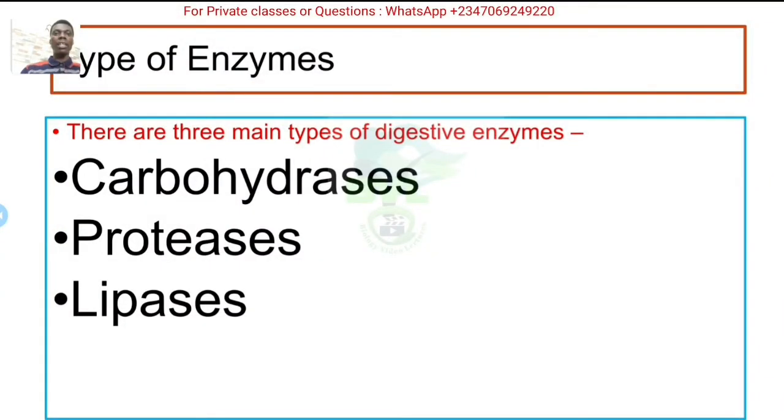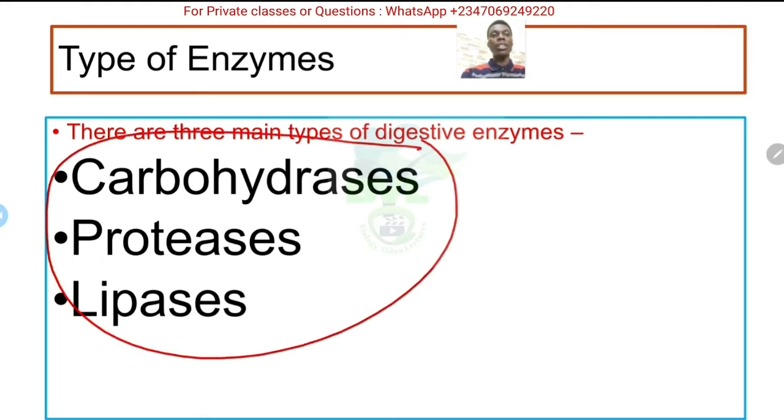So basically, for the context of this class, we have three categories of enzymes that we use for digestion in humans. We have carbohydrases, which means they work on carbohydrates. We have proteases, which means they work on protein. We have lipases, which means they work on lipids, or we say fat. So these three categories of enzymes are very important for anyone to know. Don't forget, you can tell what they work on from their names.